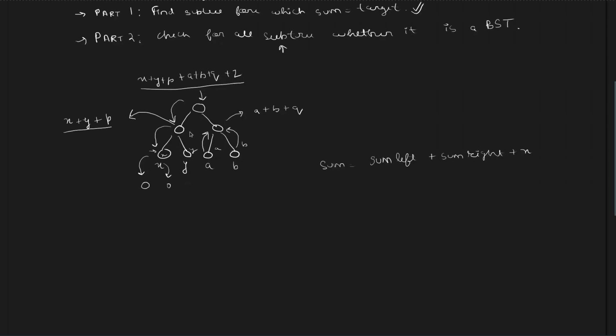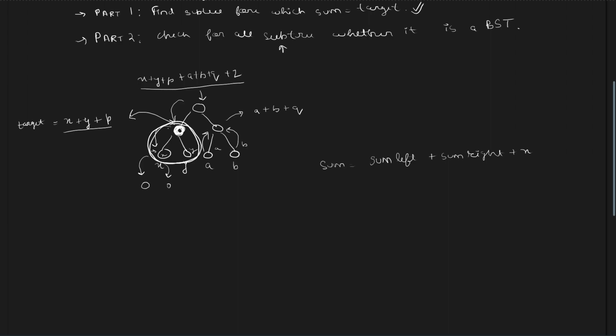Now what happens when we find that the current node has the sum equal to the target sum? So if let's say this particular node has the total sum equal to the target sum, let's say x plus y plus p is equal to the target. That means that the subtree for which this particular node is the root node has the total sum equal to the target. So this is the subtree that we are talking about. This is the total subtree. Right, this is my subtree for which the total sum is equal to the target.